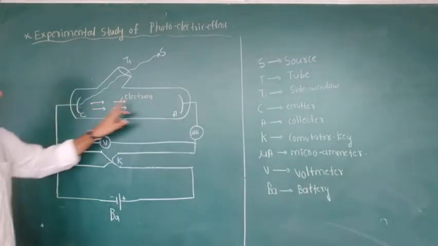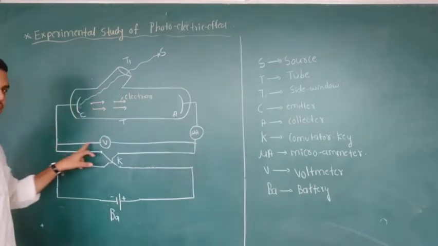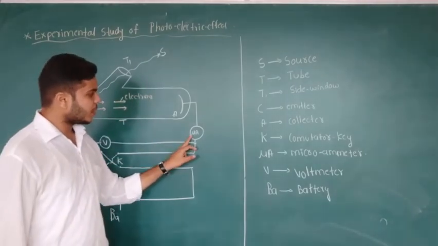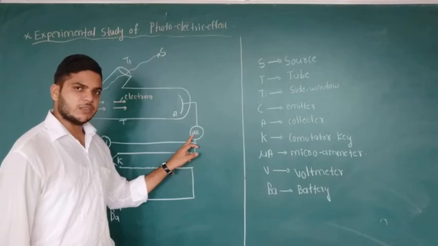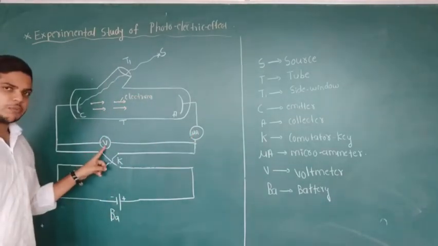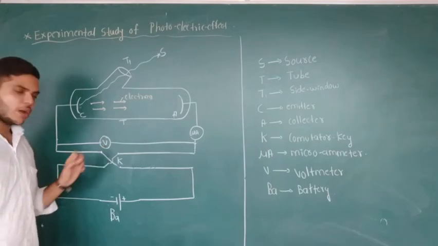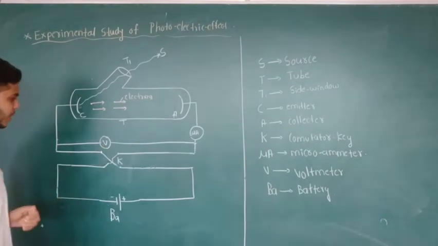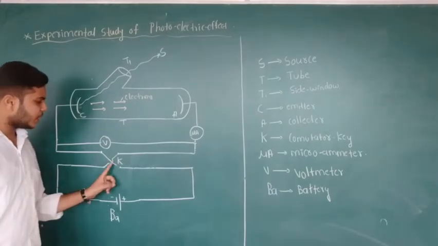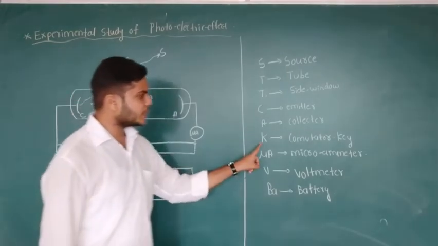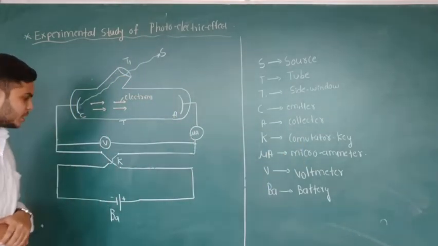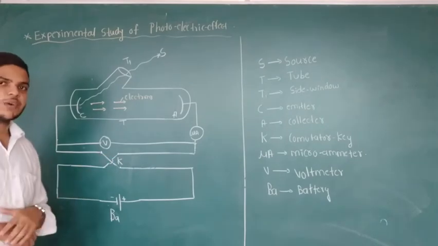The emitter and collector are connected by a wire, and here is a microampere ammeter which is used to measure the current, and V is the voltmeter which is used to measure the potential difference. And here there is one special type of key called the commutator. K is called the commutator key. The function of this commutator key is to change the polarity.